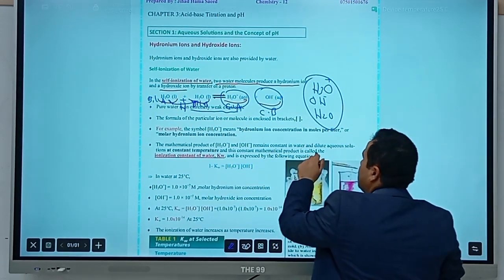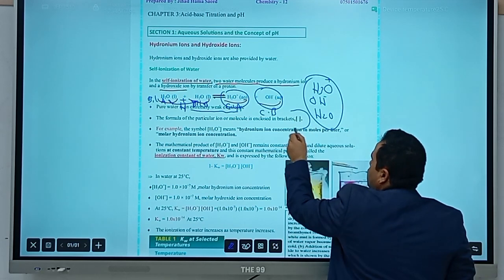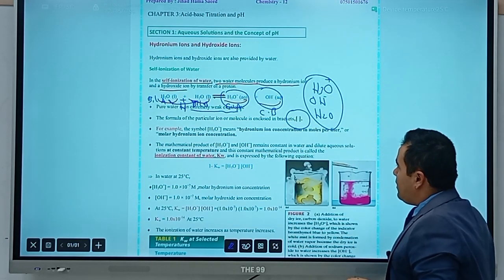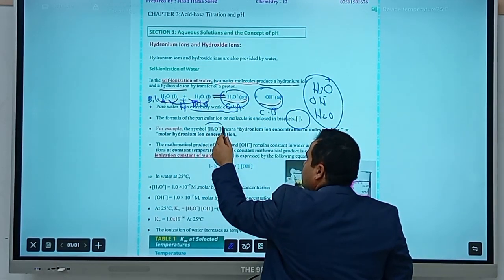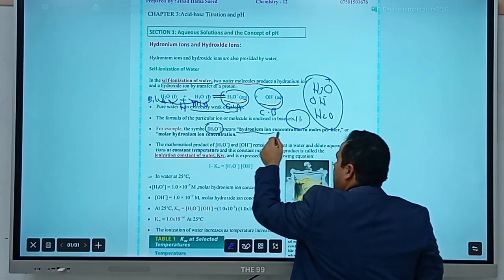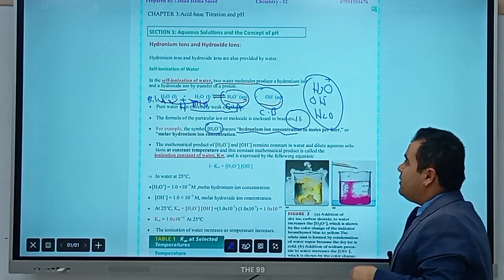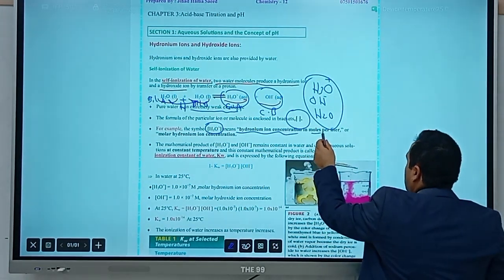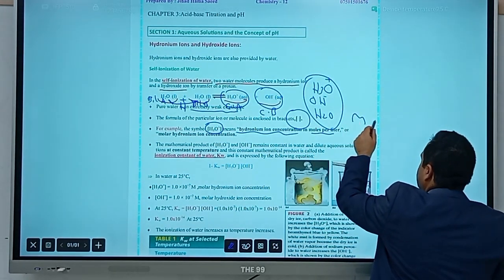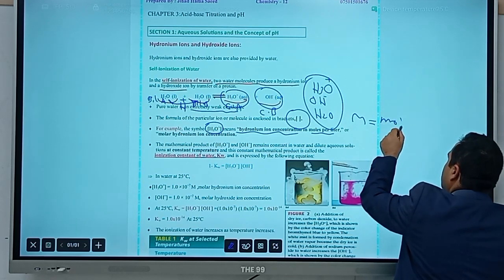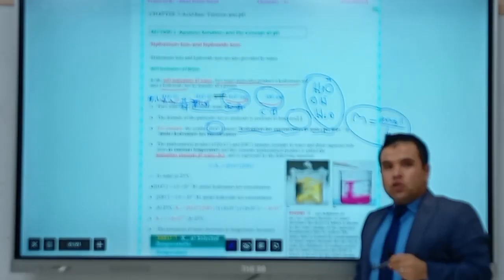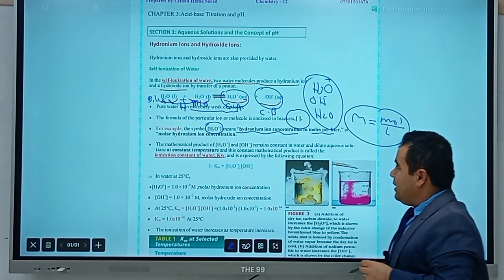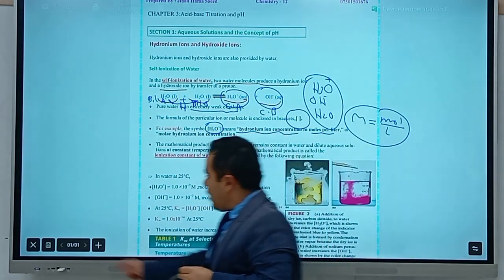Guys, for the term of concentration, we use a bracket like this. For example, a bracket around hydronium means the hydronium ion concentration, and this concentration we mean in mole per liter, which is the molarity. We'll be measuring the concentrations in this section in molarity, not in molality.